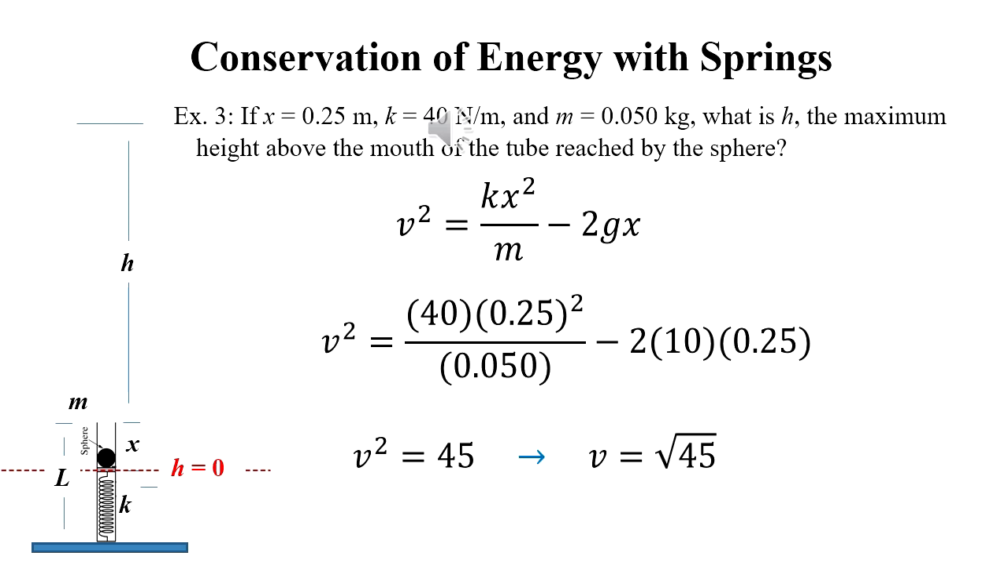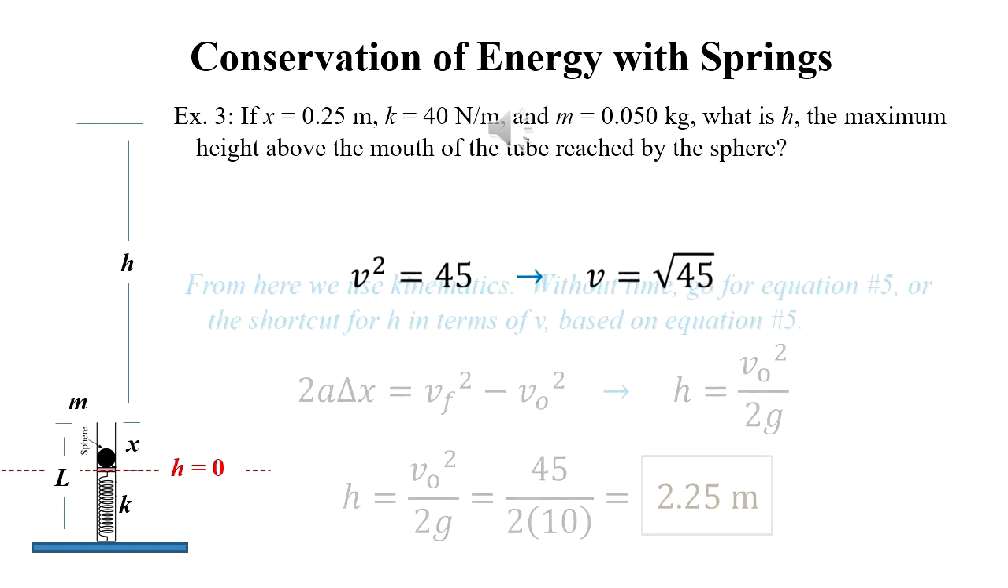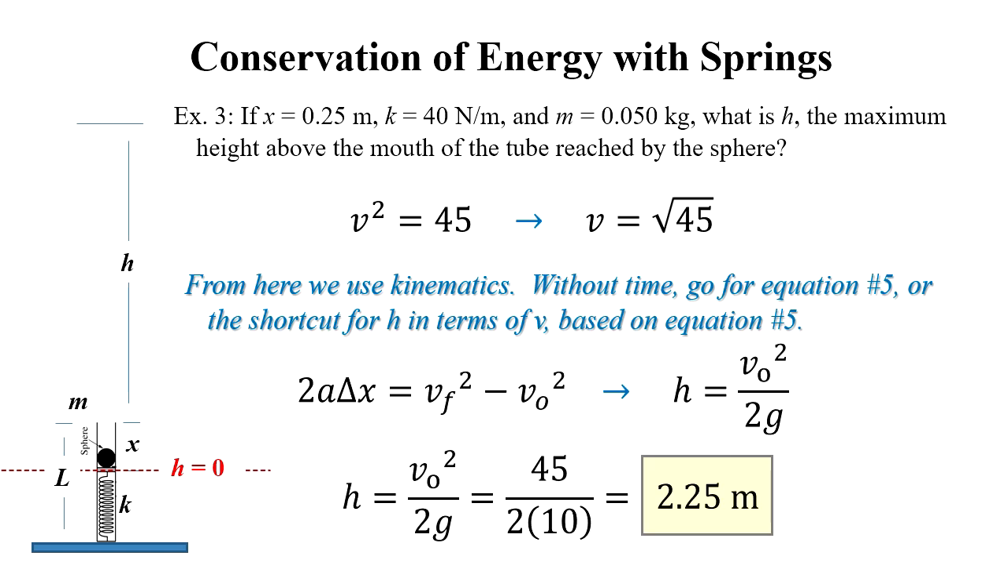So now we have the speed of the ball as it leaves the tube, the square root of 45. It's going to continue up and gain height. From here, we can use kinematics. We've got the equation that we always use when we don't know and don't care to know the time: twice the acceleration, which is g, times the change in position, which is h, equals the final velocity squared, that's going to be 0, minus the initial velocity squared. And that's going to be the square of the square root of 45, which is why we didn't bother working out the decimal before. We're just going to square that square root.